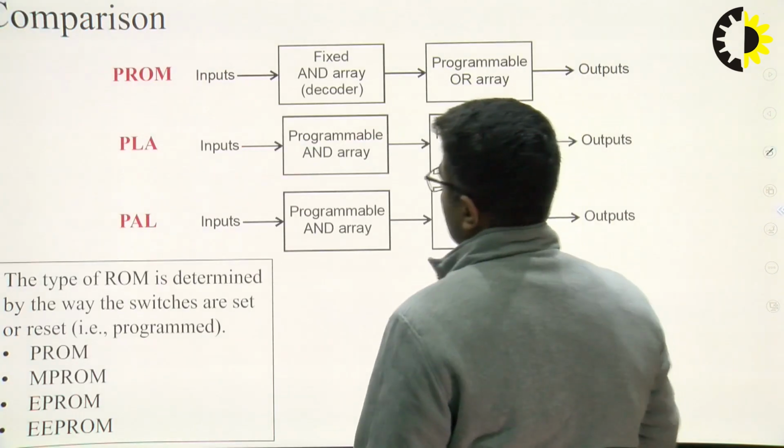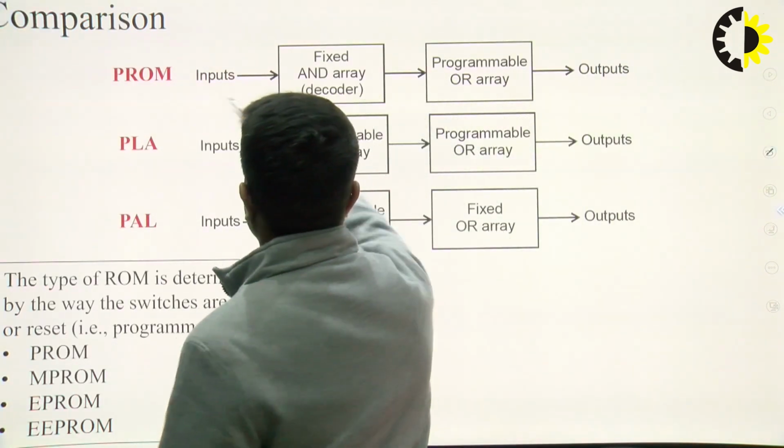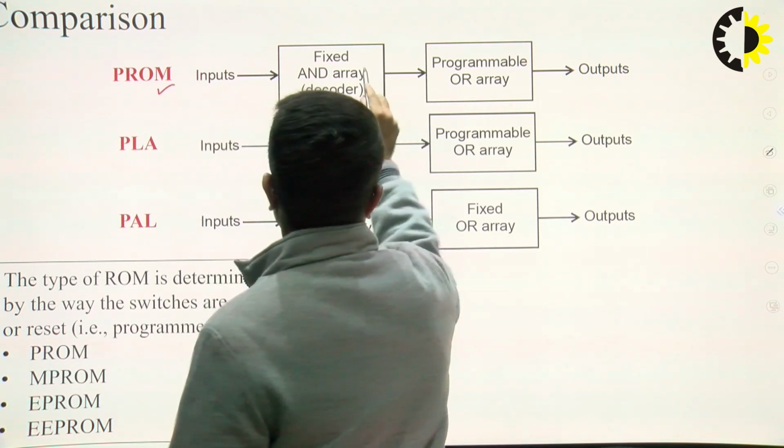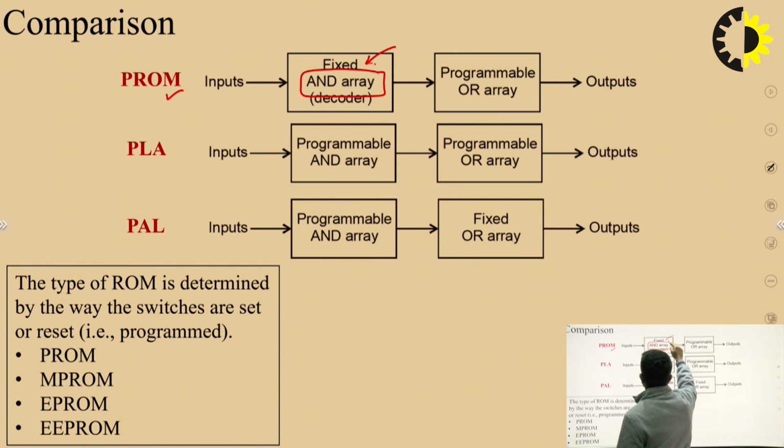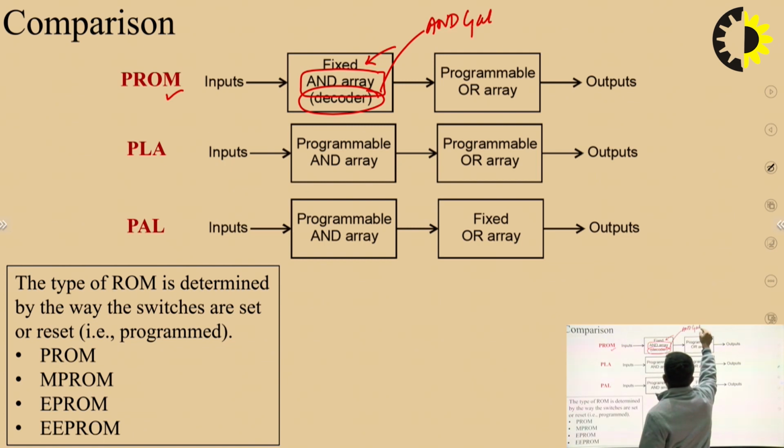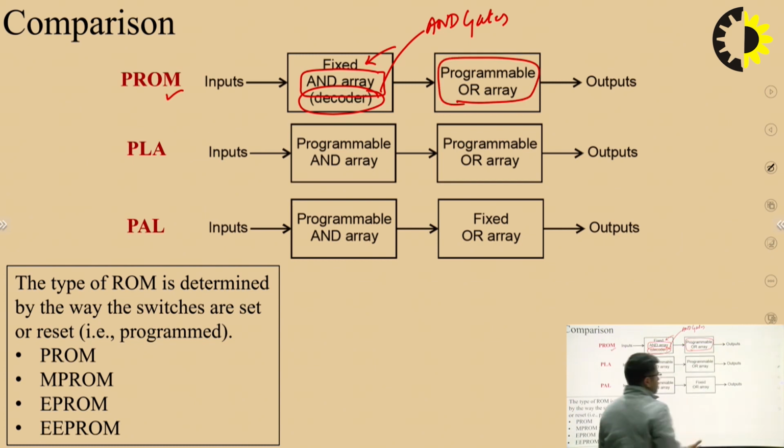This is the basic difference: in ROM, the AND array part of the circuit is fixed. That's why we are using a decoder, because a decoder can provide a fixed number of AND gates. But the OR part is programmable, that means it can be decided by me: how many OR gates are to be used, and what are going to be the inputs for those OR gates. This is all within the user's control.